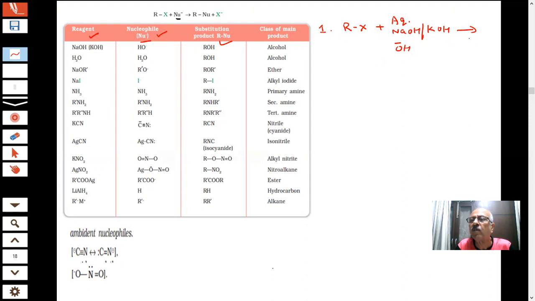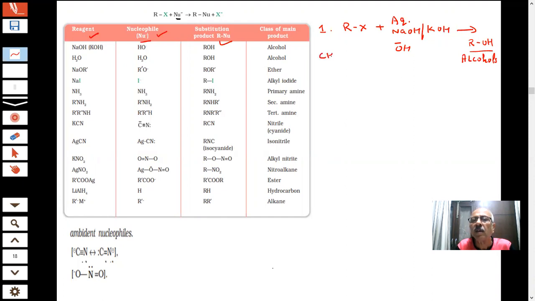Then what are you going to get? What is the name of these compounds? What are we getting, what are we preparing? ROH. What is ROH? What are you getting? Alcohols. So you have prepared alcohols from alkyl halide.